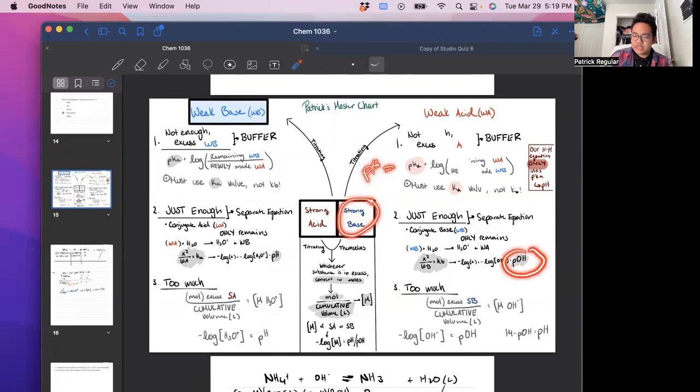Well, we have pOH right here, and we'll have to subtract in order to find pH. That's an extra step though. But the last step is if you have too much. Once again, too much strong base, there's not that much else to do.